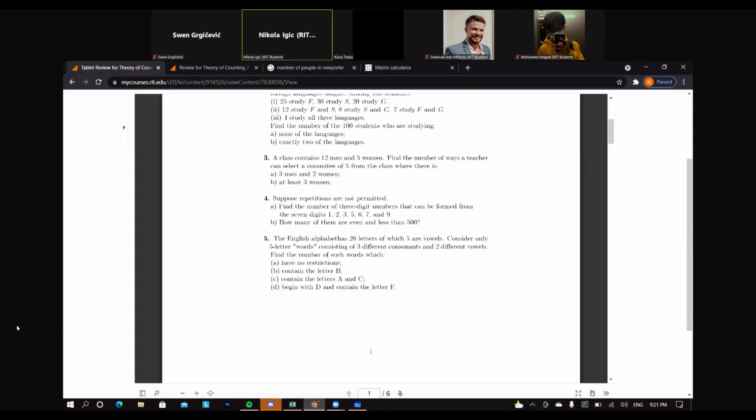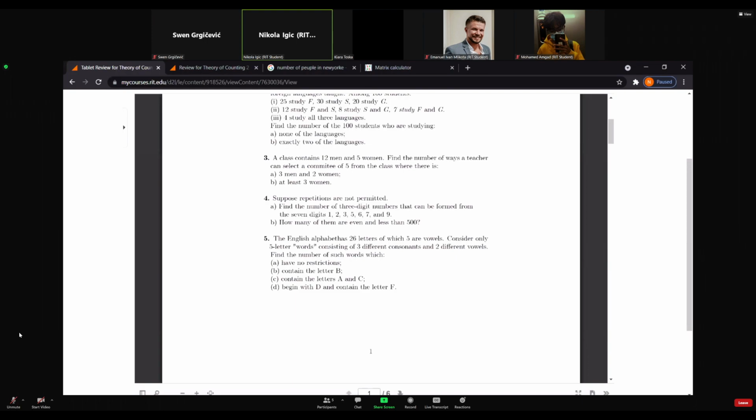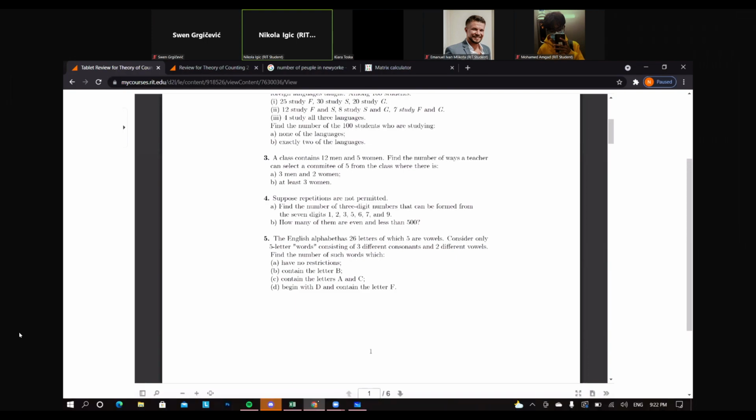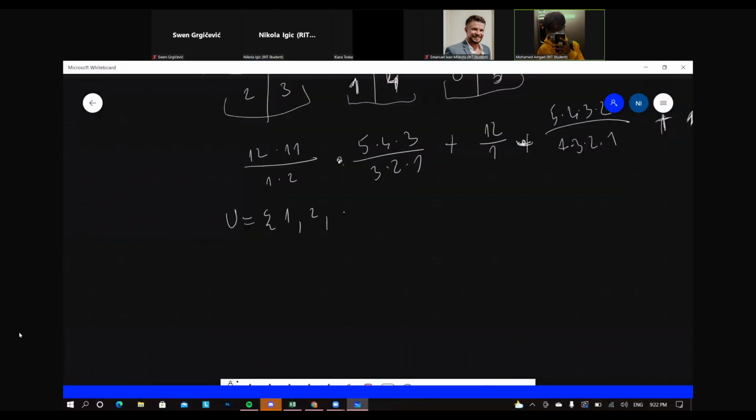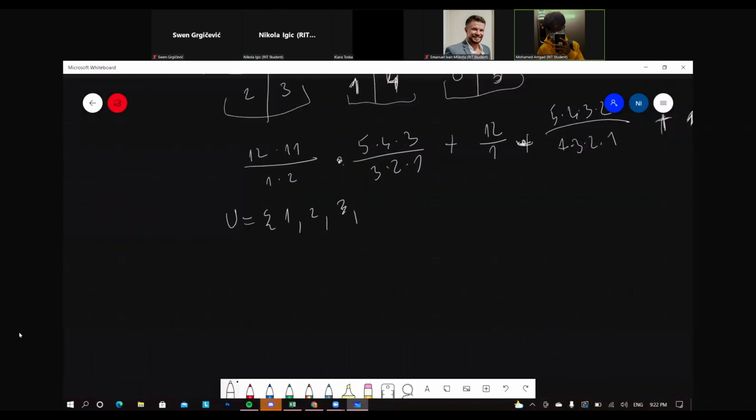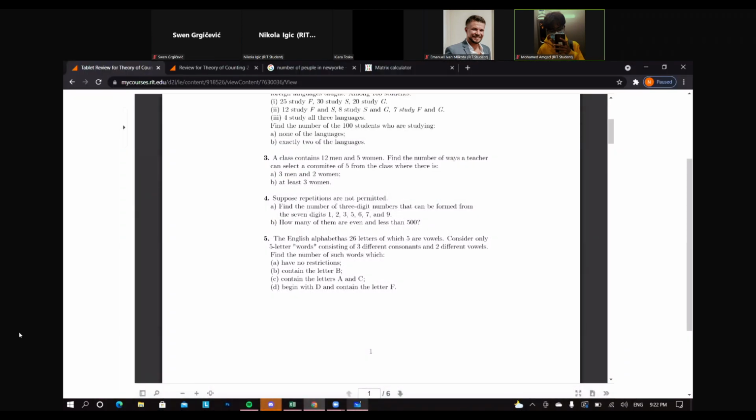I didn't read the exercise. Repetitions are not permitted. How many of them are even and less than 500? And I should have some group. I think that I can only use 1, 2, 3, 5, 6, or 7. Okay. I have a group from 1, 2, you forgot the 9, 3, 5, 6, 7.